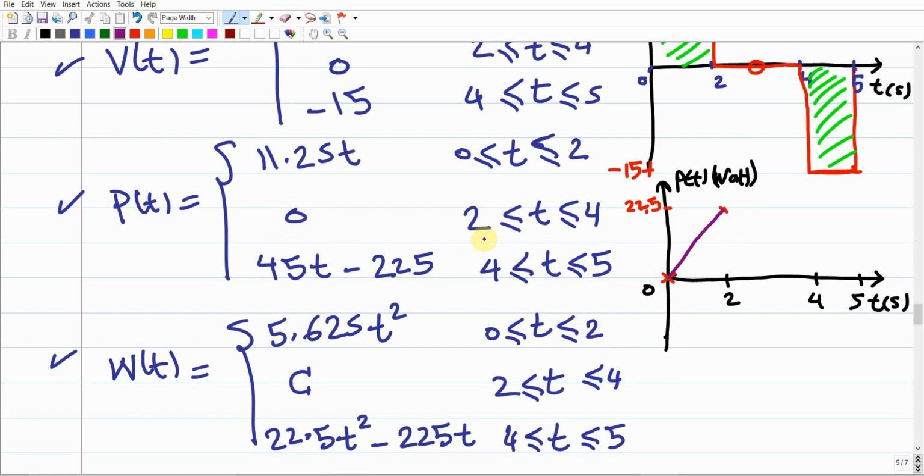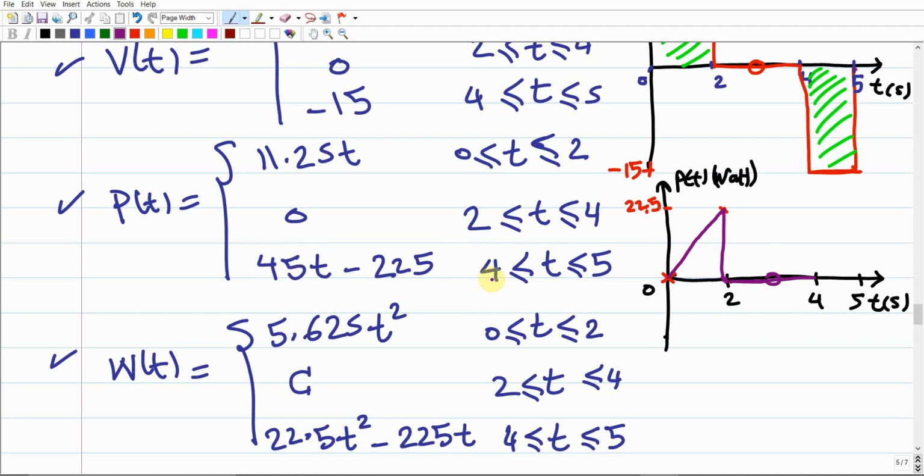Within the time period between 2 and 4, it should be 0. So there should be 0 here. So it should be dropped. There is a sudden drop in the power within the time period between 2 and 4. Then beyond the 4, it's going to build up again, kind of.